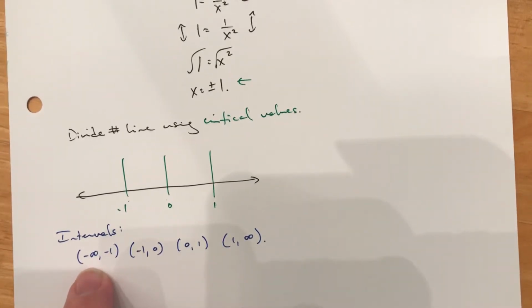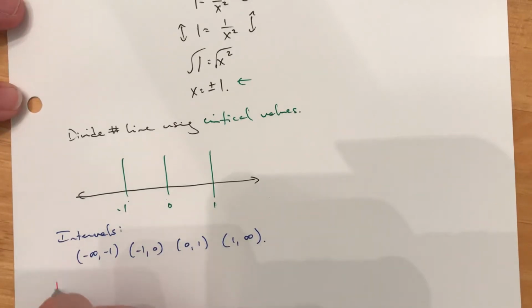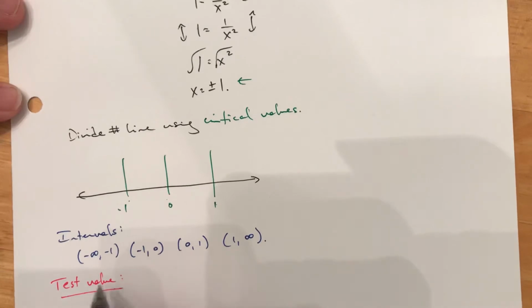It's not going to be the case that f prime of, say, negative 2 is positive, but f prime of negative 3 is negative. That can't happen. Negative 2 and negative 3 are both in this interval, which means the derivative has to have the same sign for both of them. It doesn't mean it has to have the same value, it just has to have the same sign. So we're going to pick a test value from each one of these.